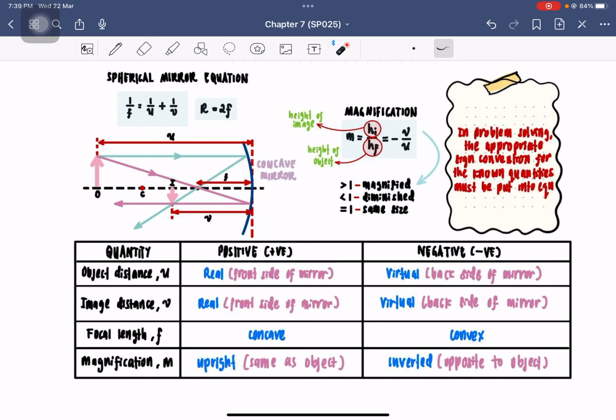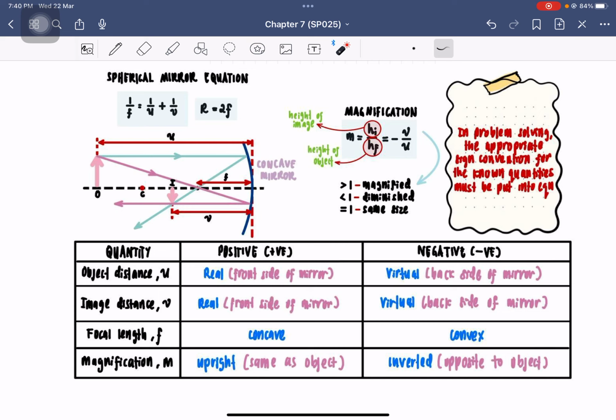So this is for us to know whether the image is going to be magnified or not, and basically tells us the height of the image or height of the object. If it's much greater than 1, it's telling us that the image is magnified. If it's less than 1, it is diminished, and if it's equal to 1, the image has the same size as the object. So make sure that when you are solving questions, you always remember the sign convention for each quantity.